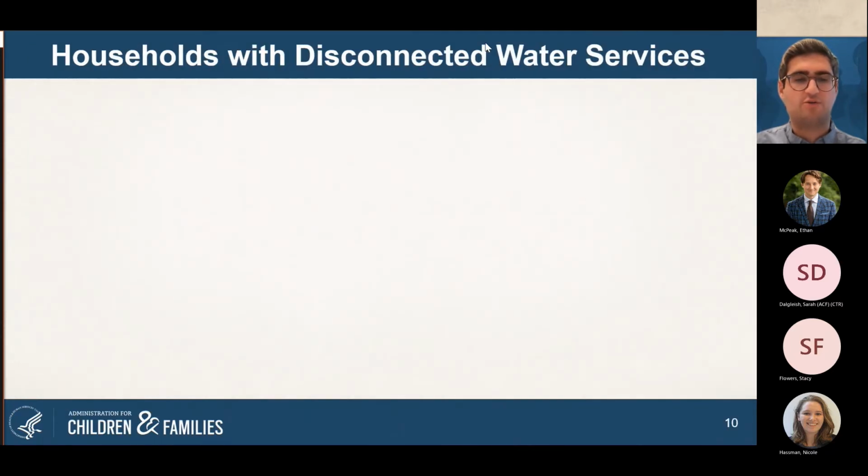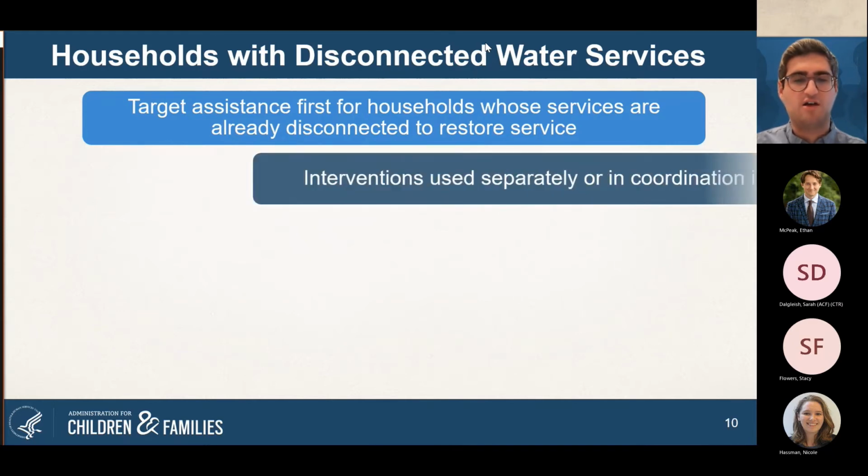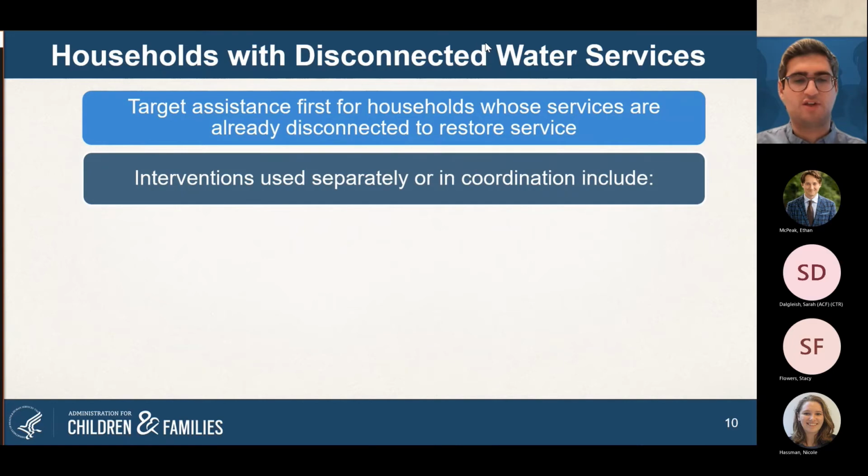Priority Group 1 is households with disconnected water services. The initial priority is to target assistance first for those households whose services are already disconnected. Recipients may use a variety of interventions to achieve the expected outcome of restoring service. There are many interventions your team can use in coordination to achieve the outcome of restored service.